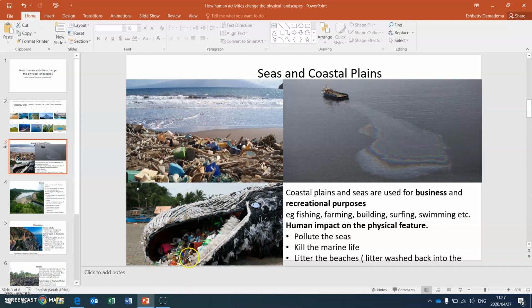And this is what results. We end up with our fish dying because they've eaten all the plastic and so on. We are satisfying our own needs at the expense of our marine life.